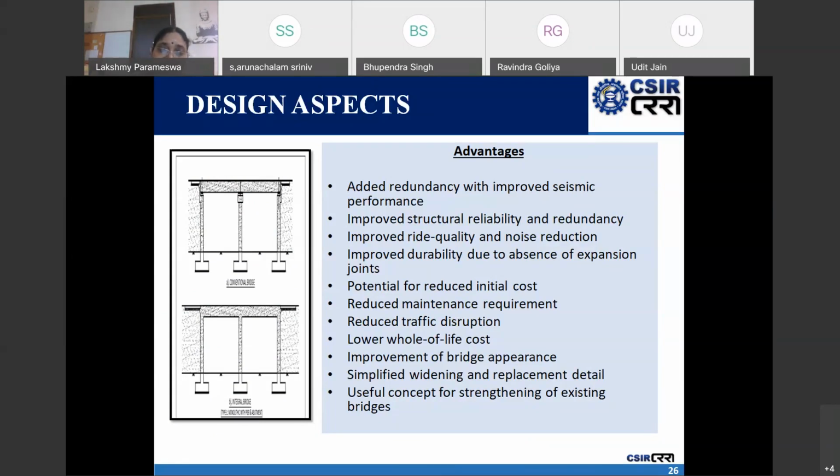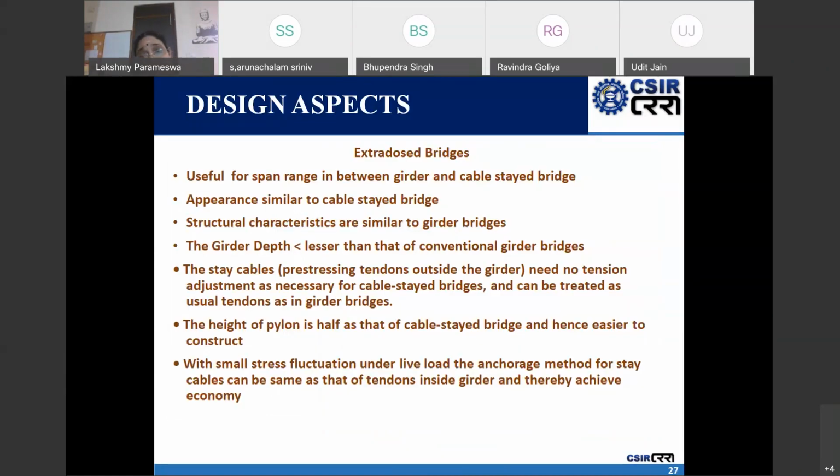This sort of concept has been used now in the UK for construction of bridges up to 60 meters, but it is gaining popularity in India also. Now Kerala PWD, they have decided to go for this integral bridge construction.